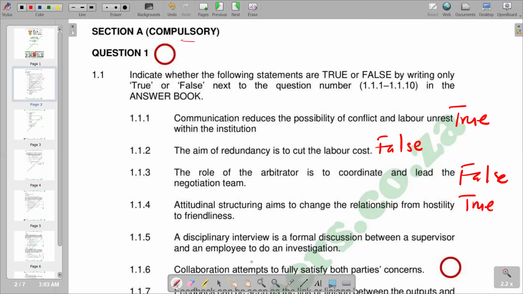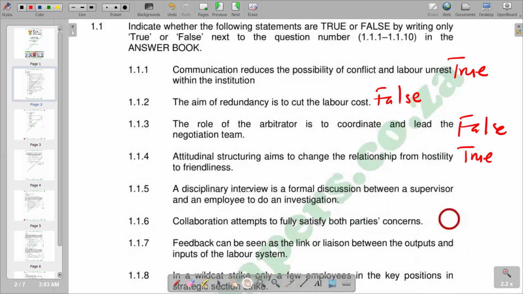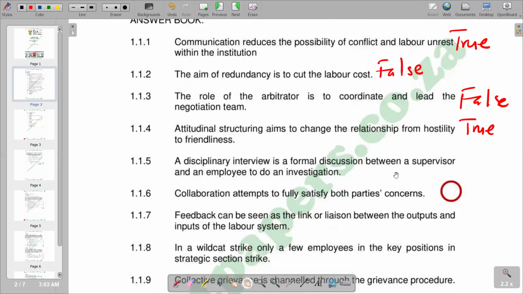That makes it true. Then we go to 5, which reads, a disciplinary interview is a formal discussion between a supervisor and employee to do an investigation. So it also makes our statement 5 true. Remember, when we are having a disciplinary interview, the employer obviously hears all the evidence before making a decision. So the process of hearing the evidence is the investigation part. So it makes our 5 true.